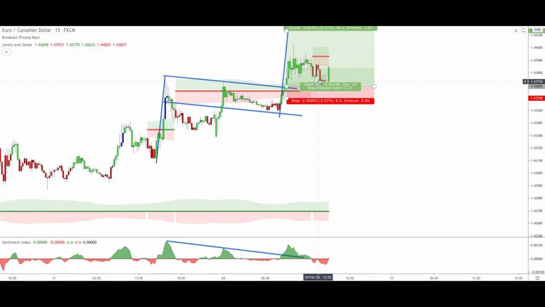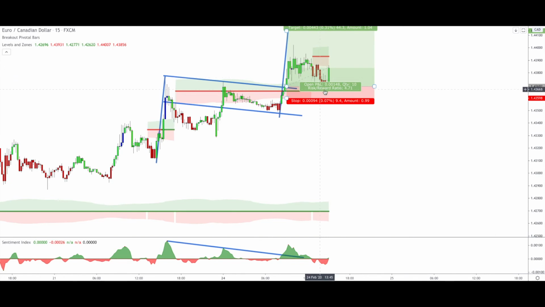So we got some more downtrend movement, but now it looks like we are back on the bullish side, even though we are still below this resistance, which is a major resistance. But it looks like with this green candle we are now on the bullish side of this trade.